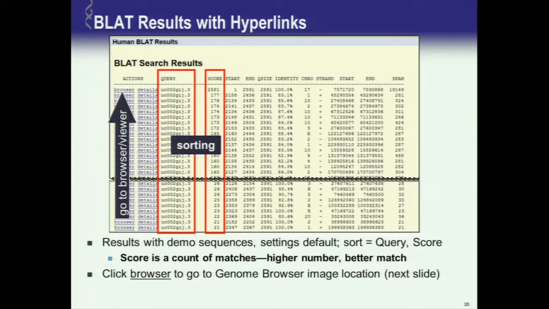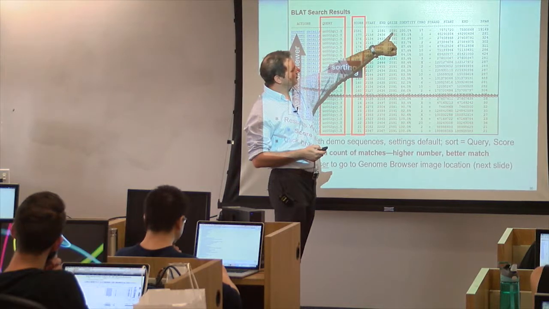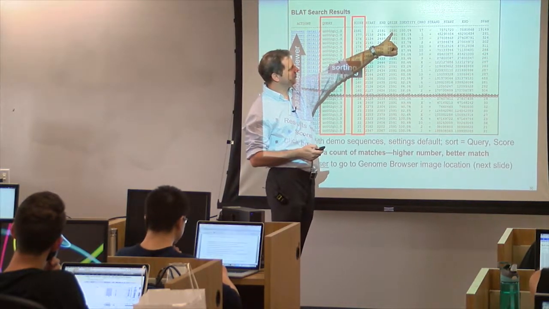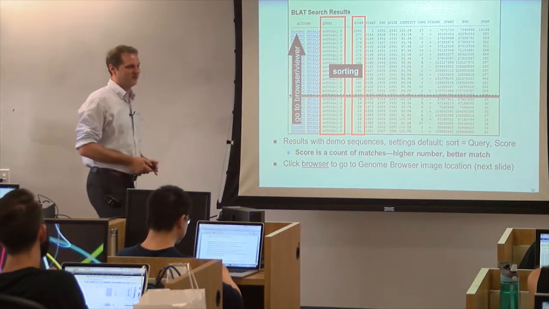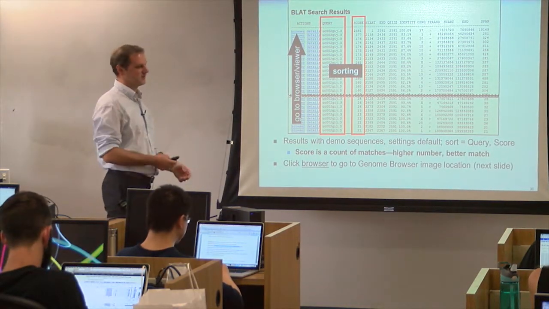The best hit is at the top. It gives you these links, so you could go straight to the browser. Where did that hit? You can look at the details of the specific alignment. And then all this other stuff over here is really important because it tells you, OK, the piece of sequence that we searched for was 2,591 base pairs. That's what we input and said, where does that 2,591 base pairs match, the RNA sequence for P53.